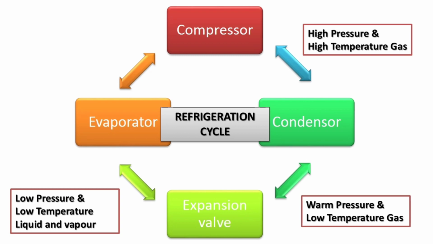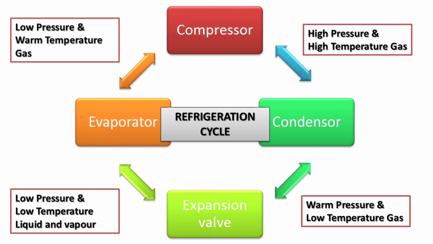Next it goes to the evaporator, where heat exchange takes place. So at the output we get low pressure and high temperature gas. This process is repeated until the desired temperature is achieved. So now let's study each component of the compression cycle in detail.